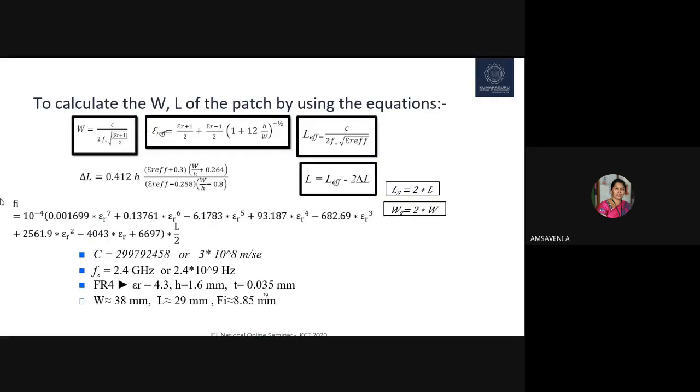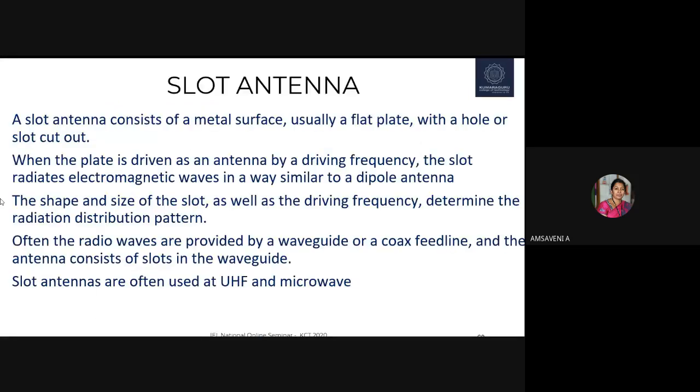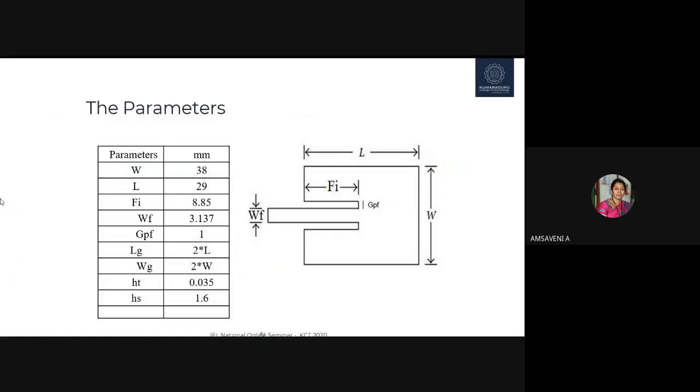You can compute the width of the microstrip patch antenna, then the insert feed length. And the effective length you have to calculate, and from that you can calculate the length of the patch. So these are all the parameters. Here we have LG, the length of the ground plane, WG, the width of the ground plane, GPF is the gap, HD the height of the substrate.